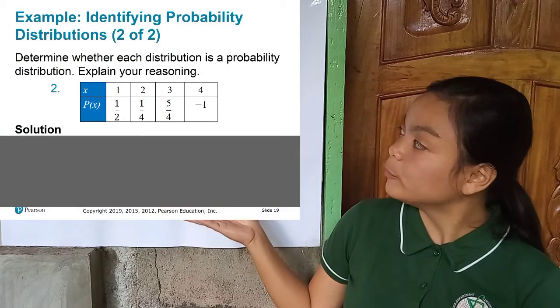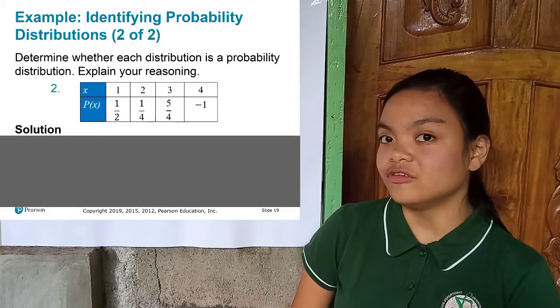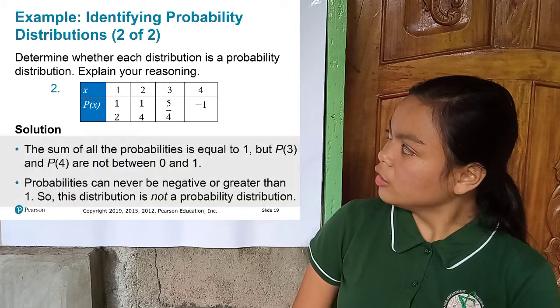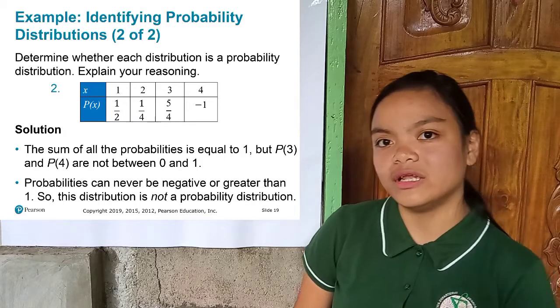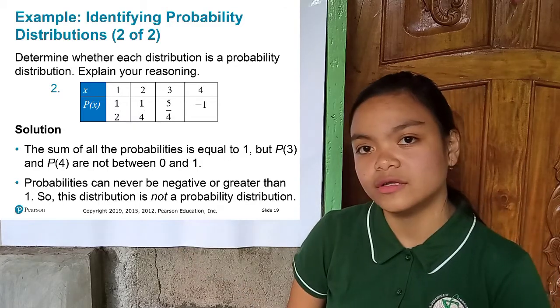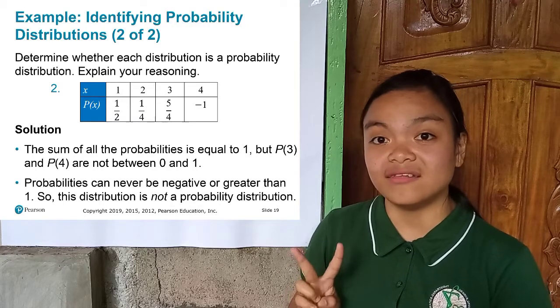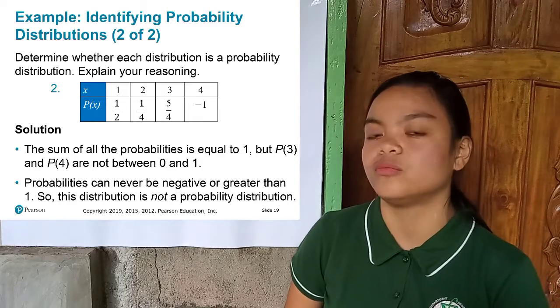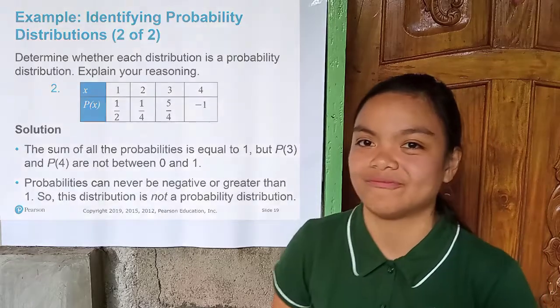Therefore, this is not a discrete probability distribution. Next, you are given this example. First, check if condition number 1 is satisfied. You can see that one of the probabilities is 5/4 and another is negative, and another one is -1. From that, you can see that it is not between 0 and 1. Therefore, this is not a discrete probability distribution.